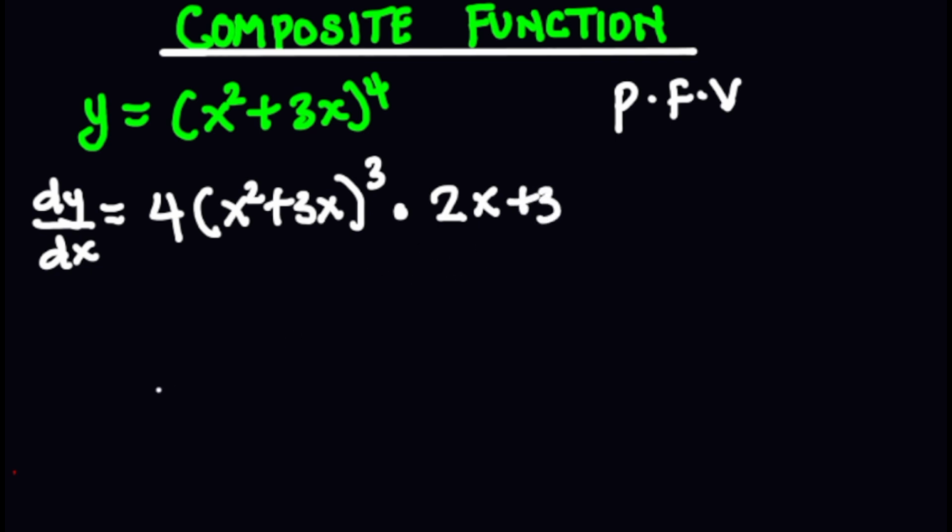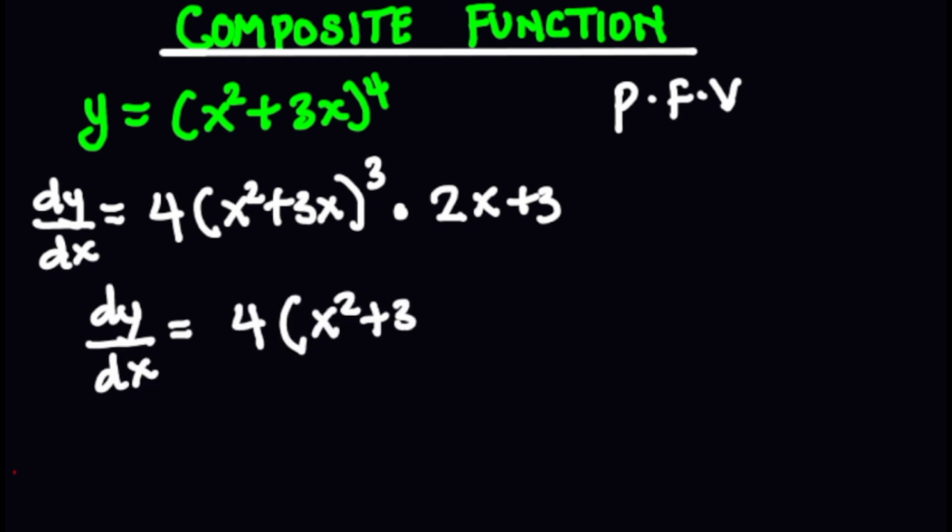So let me just simplify this expression. I'm going to have dy divided by dx to be equal to 4 open bracket x squared plus 3x raised to the power of 3, then open the bracket again, 2x plus 3. So this is going to be the answer, right?